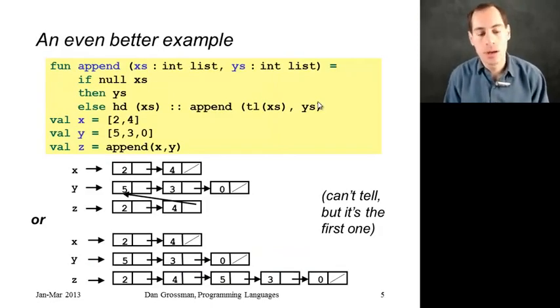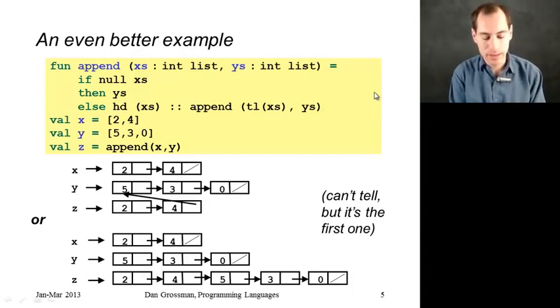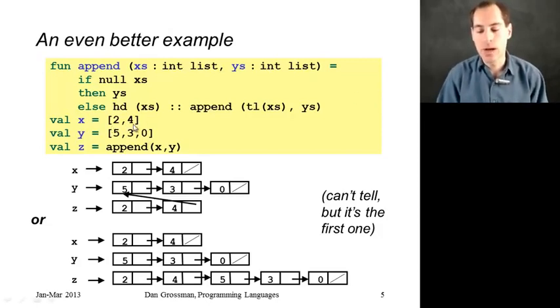So let me show you a more interesting example where I'm going to go from pairs now to lists. And let's use one of my favorite functions in the whole course, list append. This was this elegant recursive function that takes two lists, x's and y's, and returns a new list that is all the contents of x's appended to all the contents of y's. All right? And now we might ask ourselves, if I have the list 2, 4 and the list 5, 3, 0, and I append them, what, if any, aliasing do I have?